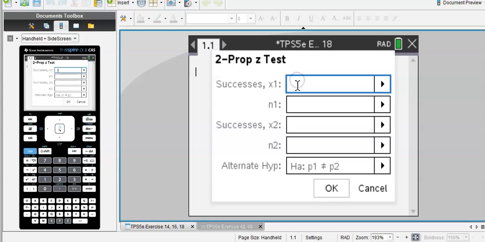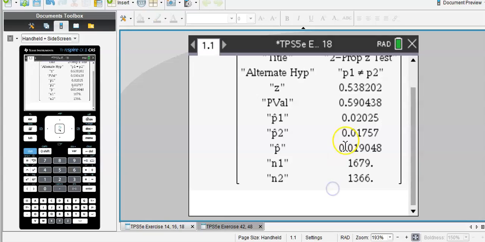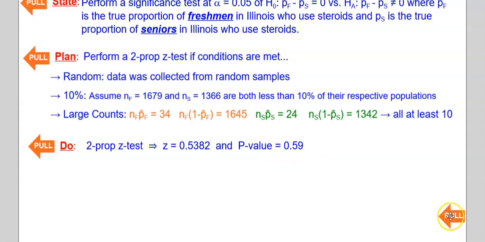So for the freshmen, we had 34 say yes, they had used anabolic steroids. And we had a sample size there of 1679. For seniors, we had 24 say yes, with a sample size of 1366. And again, the alternative hypothesis there was that there is a difference, two-sided test. Okay, I get my z value, the test statistic of 0.5382, and that's a two-sided p-value of 0.590438. So now we are ready to state our conclusion.